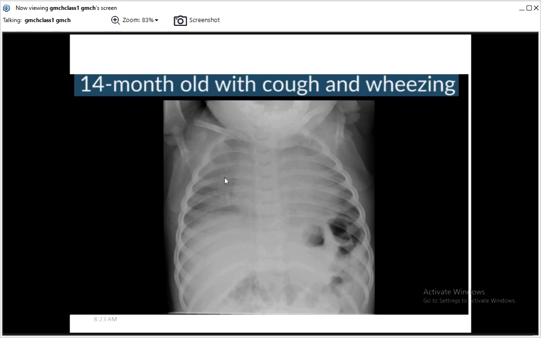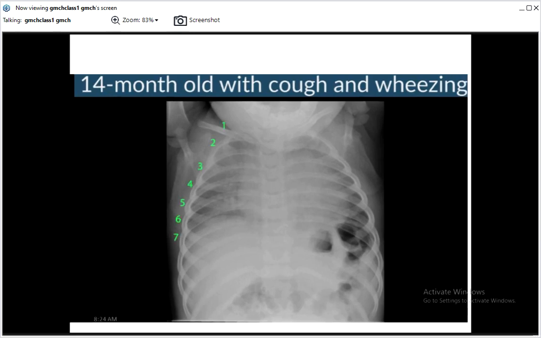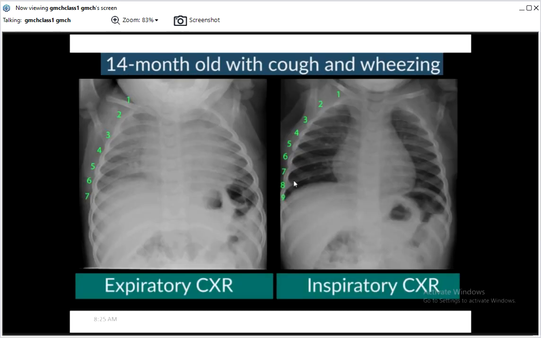This film has been taken in expiration, and because our child is not very sick, we would like to repeat the X-ray. So immediately an X-ray was repeated for this child, and we luckily got an inspiratory film. See what we have got. This is the X-ray of the same child. Now you can see 1, 2, 3, 4, 5, 6, 7, 8, 9. So expansion is up to nine spaces. You can see this X-ray is absolutely normal. There is nothing abnormal in this child.